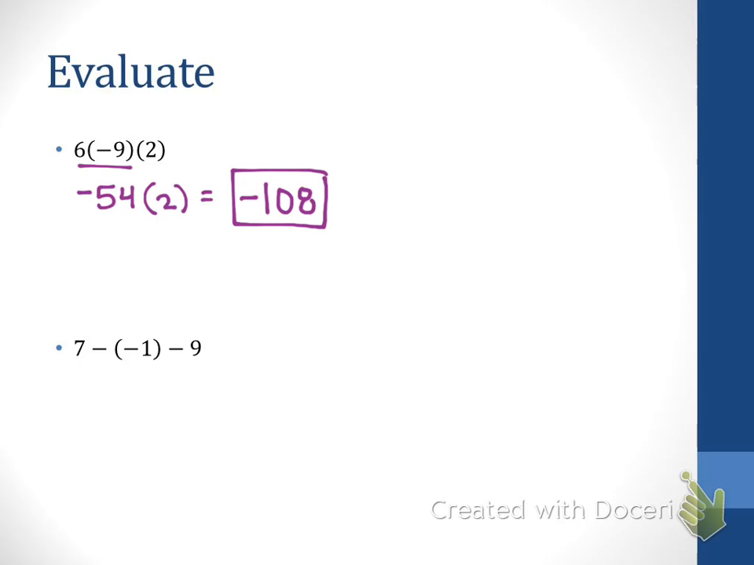Now, how did I know that this answer was going to be negative? Zachary? Because there's an odd amount of negative numbers. There's only one negative sign. If there's an odd amount, my answer is always going to be negative. If there's an even amount, my answer is going to be positive.